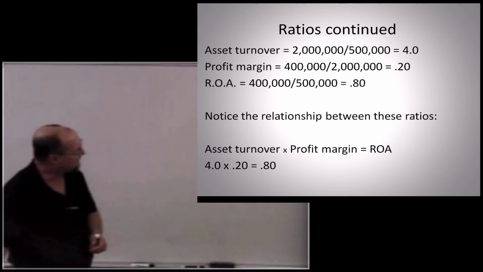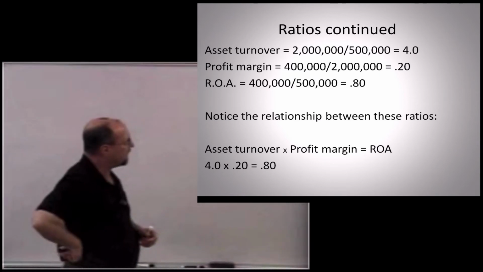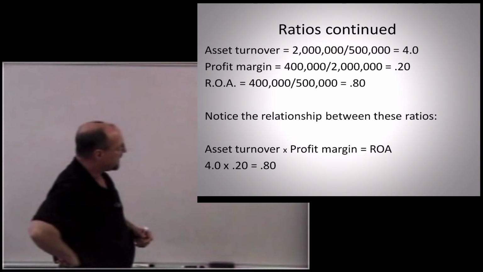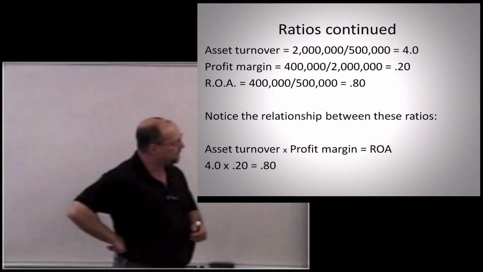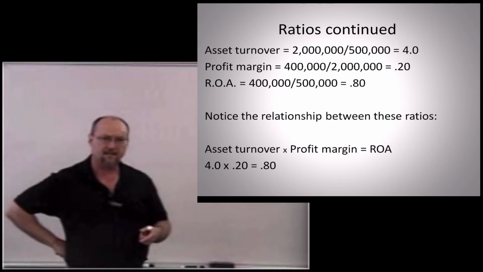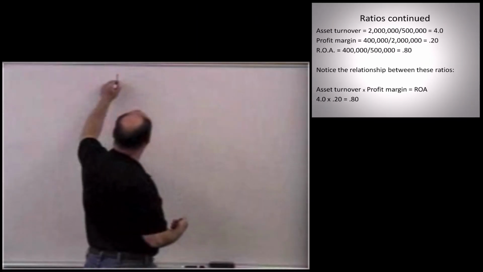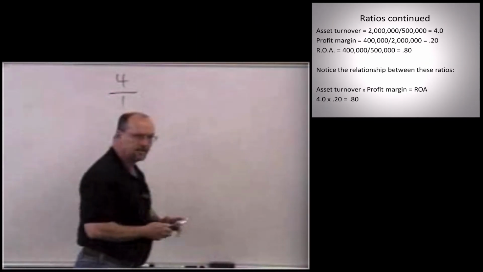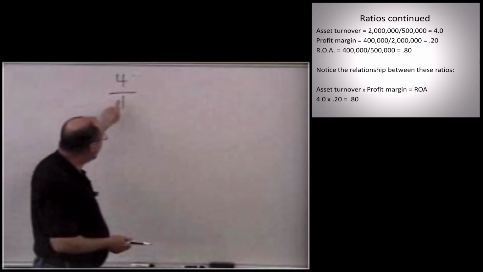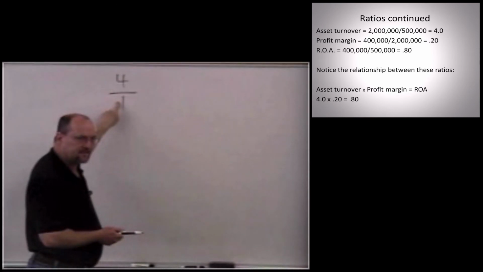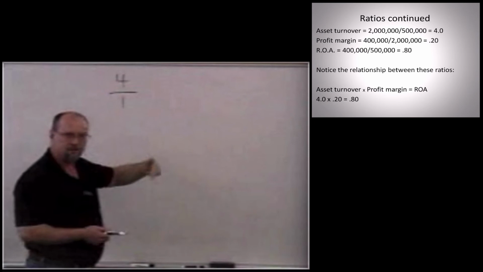Okay, the asset turnover ratio, 2 million net sales divided by average assets of 500,000, and what this is telling us is for each $1, we have a ratio of 4 to 1 for the asset turnover ratio. For each $1 that we invested in assets, we were able to generate $4 revenue.